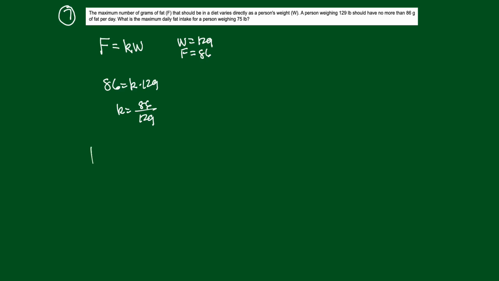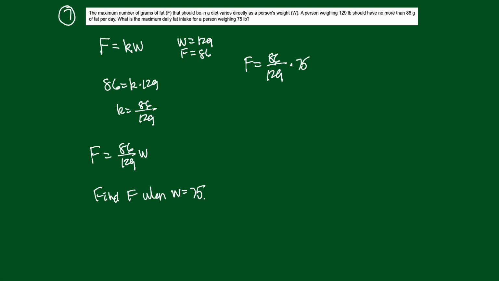So that gives us this variation equation. F is equal to 86 over 129 W. And then we've got this question. What is the maximum daily fat intake? All right, so find F when W is 75. So let's just substitute. F is equal to 86 over 129 times 75.